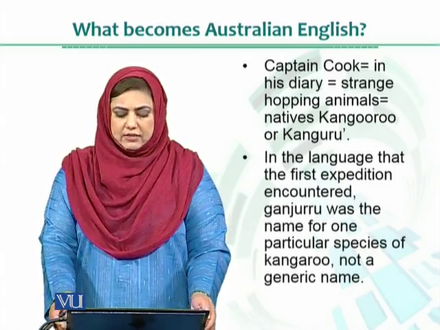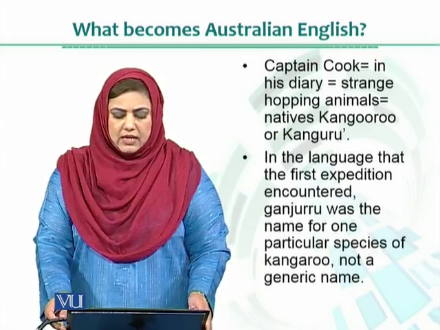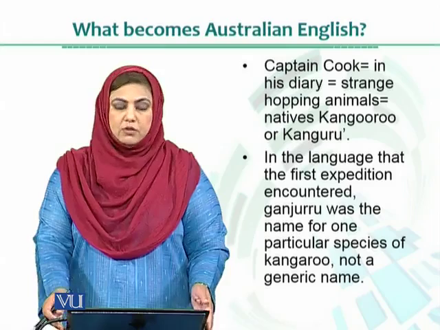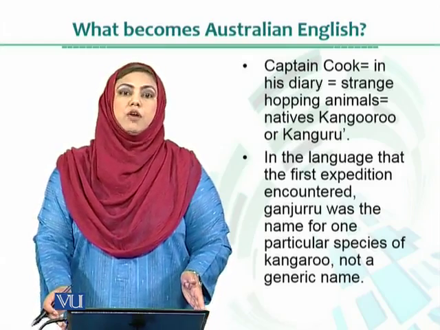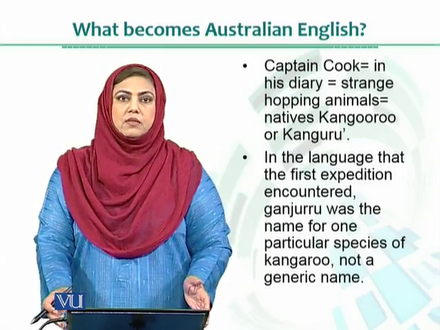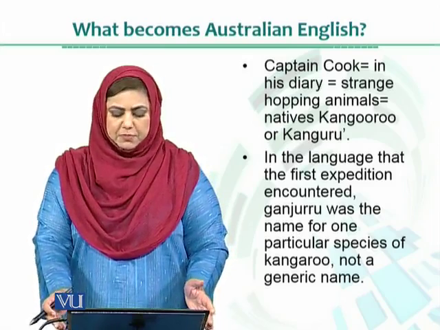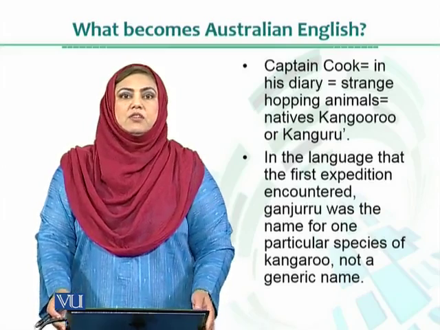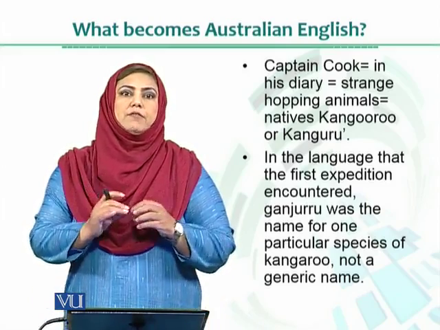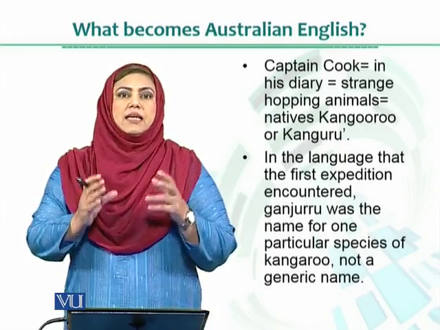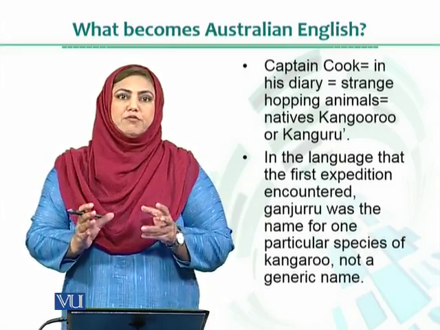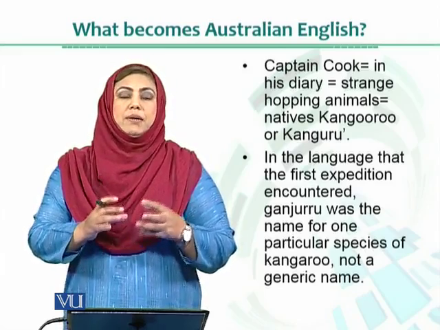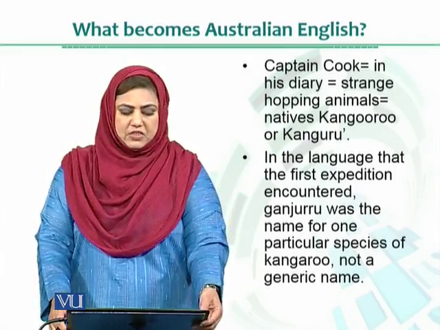In the language that the first expedition encountered, kangaroo was the name for one particular species of kangaroo, which became the name of all the animals of that particular species, and it became a generic name. So, like within monkeys, we have different species and they would have different names. In the same way, within different types of kangaroos, this kangaroo was the name for one type of species, but later on, it was used as a generic name for all.